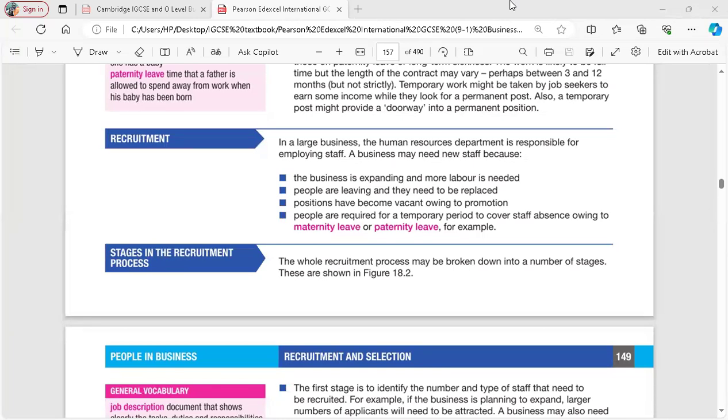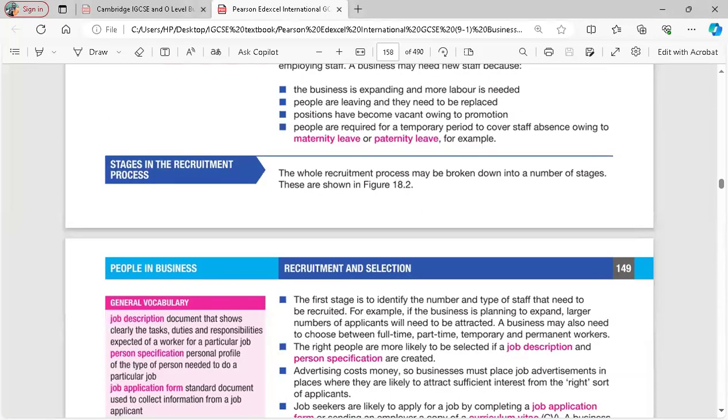Is it clear? Yes. The next one, people are required for a temporary period to cover staff absence owing to maternity leave or paternity leave. So a firm might recruit a temporary worker because there's an individual that is going to go on leave for a short period of time. Then he or she needs to be replaced. Another reason why businesses would want to recruit. Is it clear? Yes.